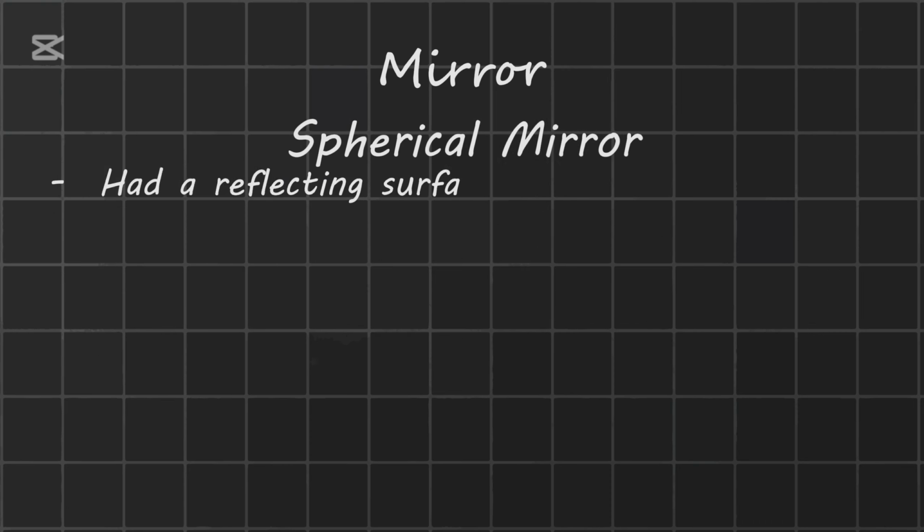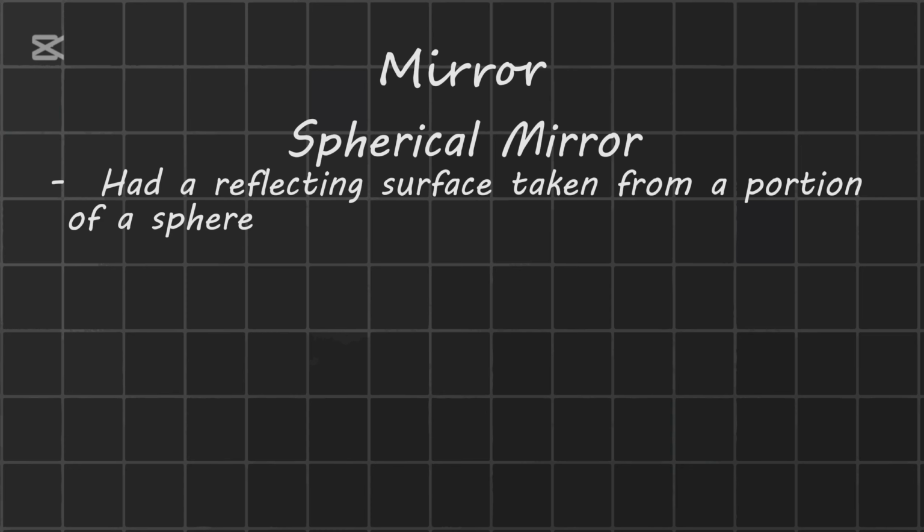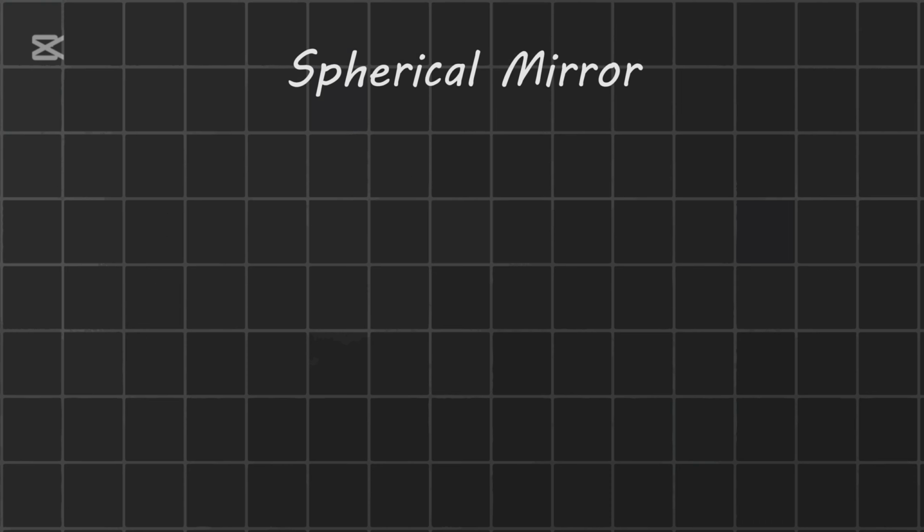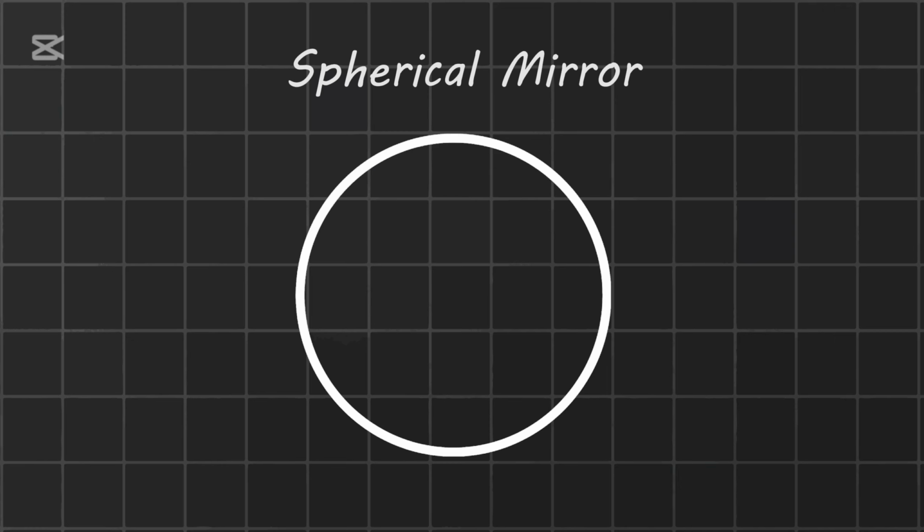On the other hand, spherical mirrors have a reflecting surface taken from a portion of a sphere. There are two types of spherical mirrors, convex and concave. For further explanation, let's create a demonstration showcasing the two. Let's draw a sphere and imagine this represents a spherical mirror. Let's divide the circle into two halves by drawing a vertical line on both sides of the sphere.